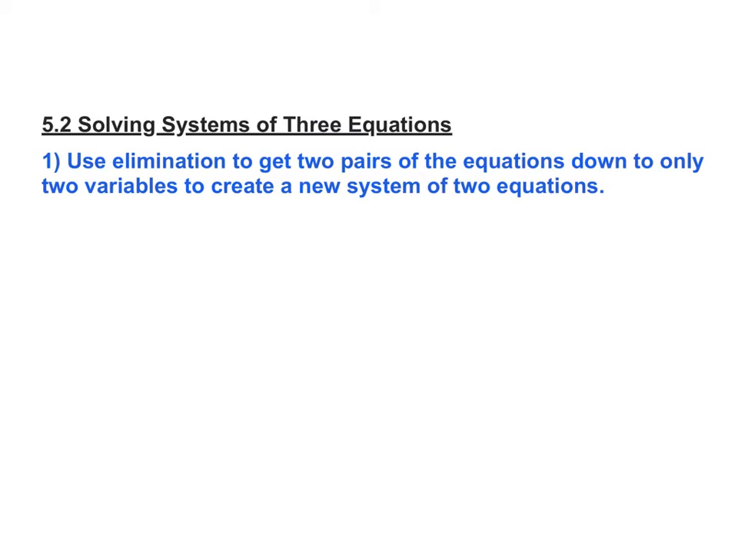So let's keep moving. Okay, so here's what we're going to be doing. You're going to use elimination or addition, however you want to call it. And we're going to take our system of 3 equations and we're going to get it down to 2 pairs of 2 variable equations. So essentially what we're going to do is we're going to take 2 of the equations and eliminate 1 variable.